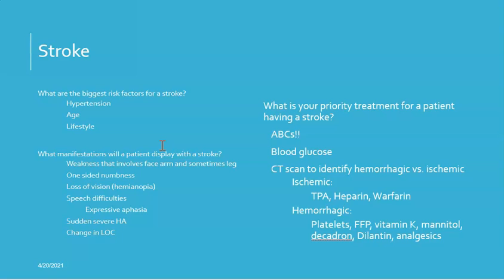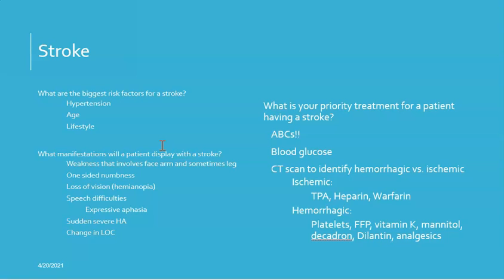So weakness that involves the face and sometimes the leg, meaning you could have just the face and the arm but not the leg, but one side's going to be weaker. One-sided numbness, loss of vision, speech difficulties if they've got a problem with aphasia, sudden severe headache if it's a head bleed, loss of consciousness.